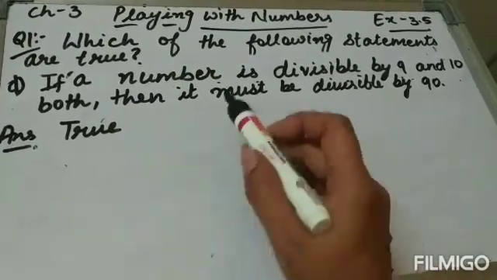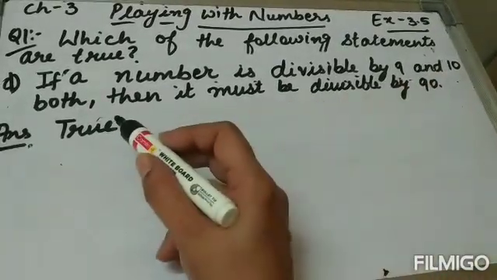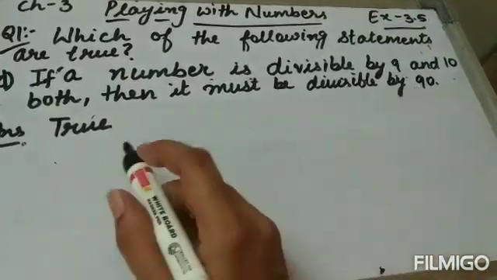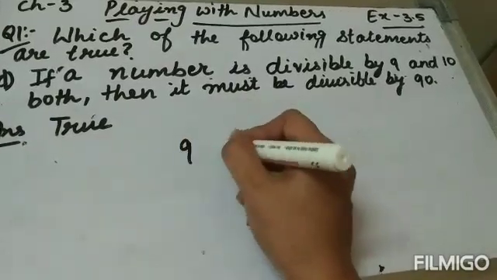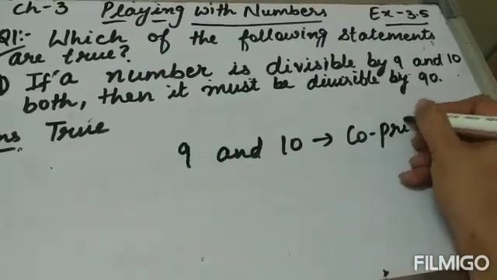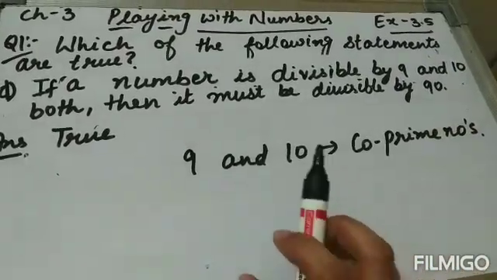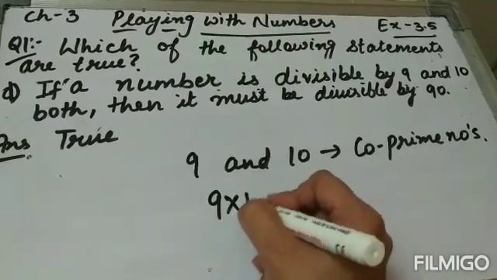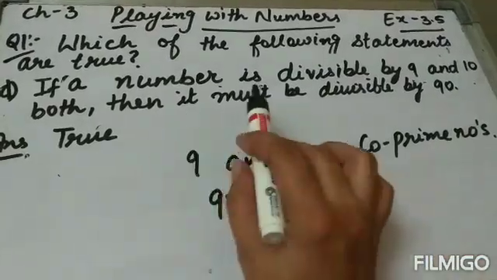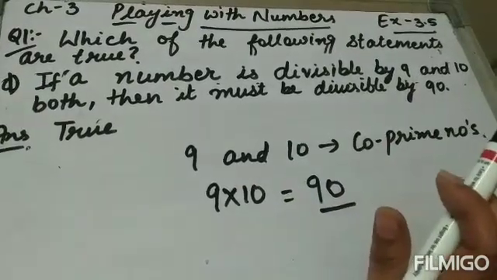D part is: if a number is divisible by 9 and 10 both, then it must be divisible by 90. So this statement is true. Why? See, 9 and 10 both are co-prime numbers. And if a number is divisible by two co-prime numbers, then it is also divisible by their product. And the product of 9 and 10 is 90. This is our property. Okay, so if a number is divisible by 9 and 10, then it must be divisible by 90 also. This statement is totally true.